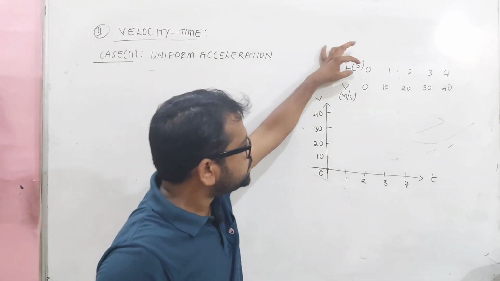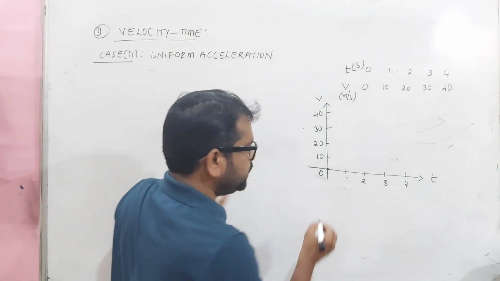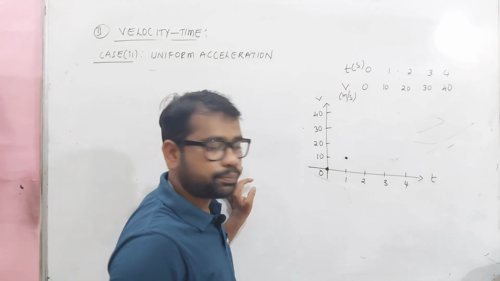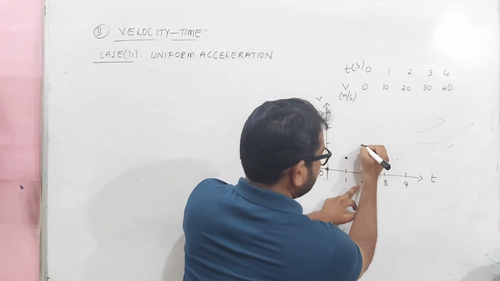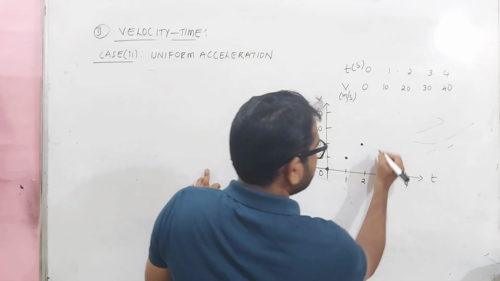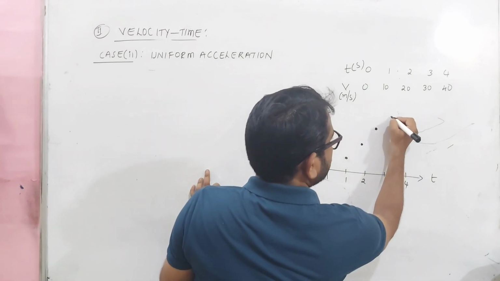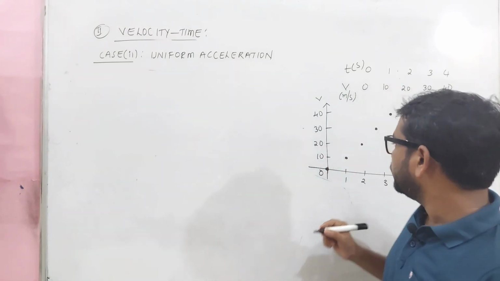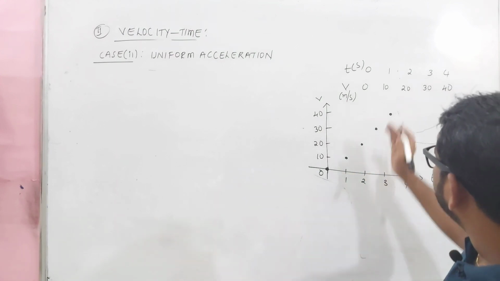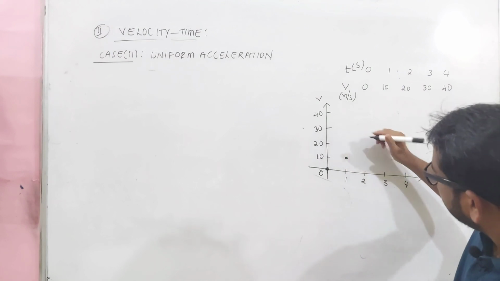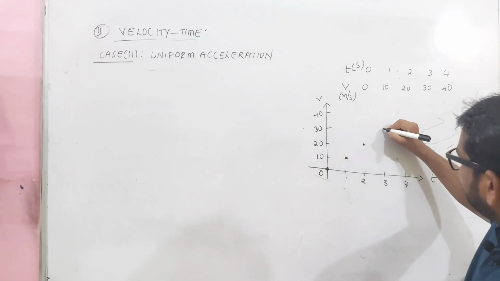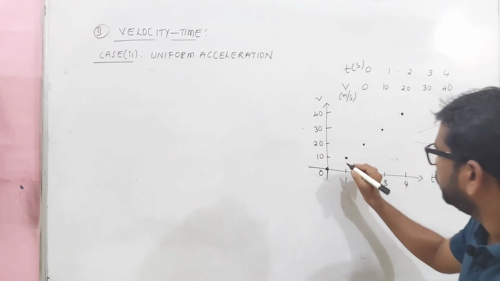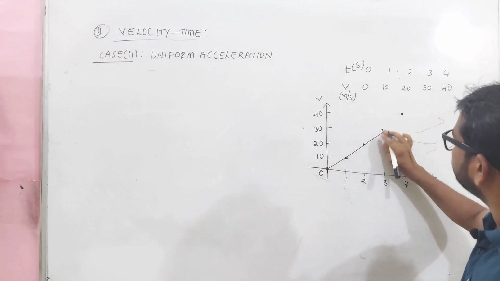Now dear children, when the time is 0, the body velocity is 0 only; it is a point. After 1 second, its velocity is 10 meter per second. After 2 seconds, its velocity is this one. After 3 seconds, its velocity is 30 meter per second. After 4 seconds, its velocity will be 40 meter per second. Now let us try to connect these points. We get a straight line. Of course, something is missing here: 20 should be at 2, and 3 means 30, and at 4 seconds we get 40 meter per second. Now let us connect all these points.